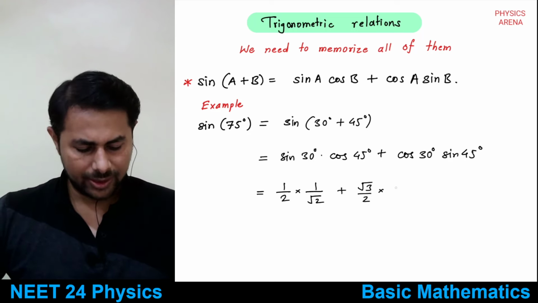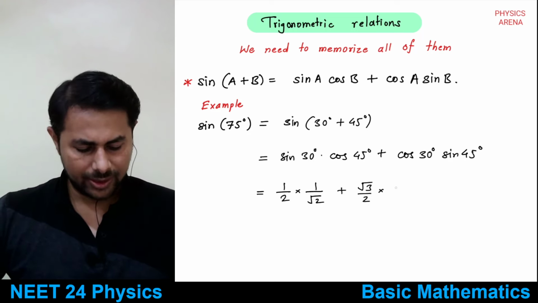So this is how it is derived. 1 plus cos 2 theta is equal to 2 cos square theta. 1 minus cos of 2 theta is equal to 2 sine square theta. Right, this is clear? Okay, good.